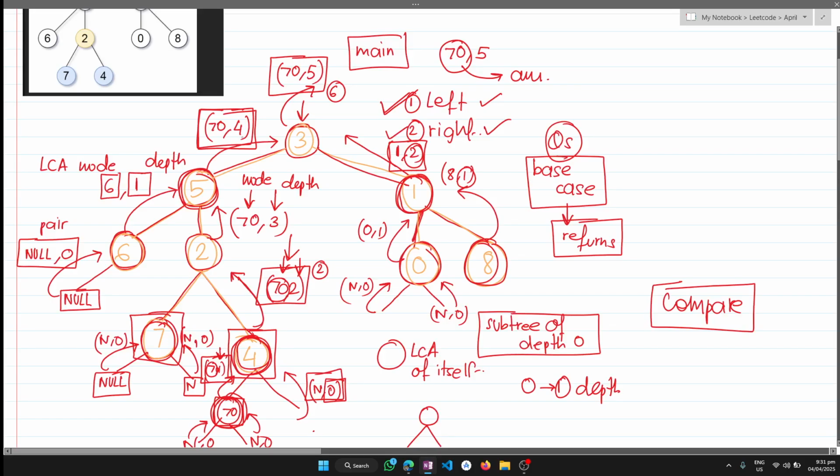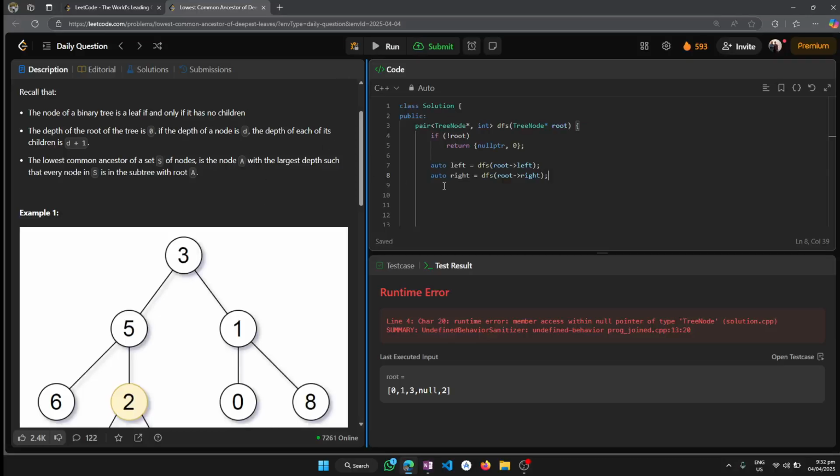I had 1 comma 2 and I had 70 comma 4. But why did I return 70 comma 4 after incrementing? Obviously, why did I return 70 and not 1? Because it had greater depth. If it has greater depth, then it means that it's probably coming from the deepest leaf. Okay, makes sense. So that's basically the game. That is exactly what we are going to do over here as well.